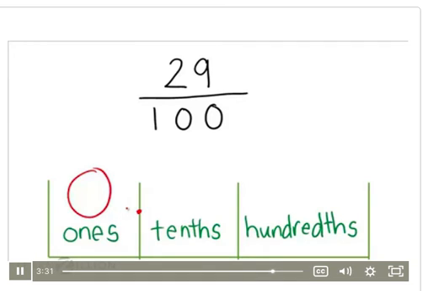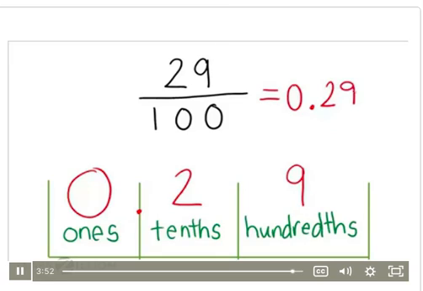Then we would put the 2 to show how many tenths we have, and the number 9 to show how many hundredths there are. So our decimal for the fraction 29 hundredths would be 0.29.